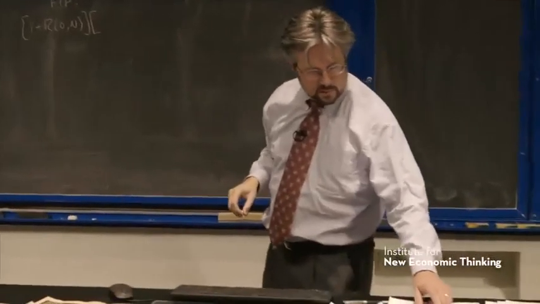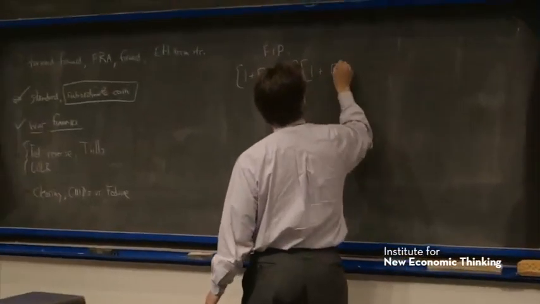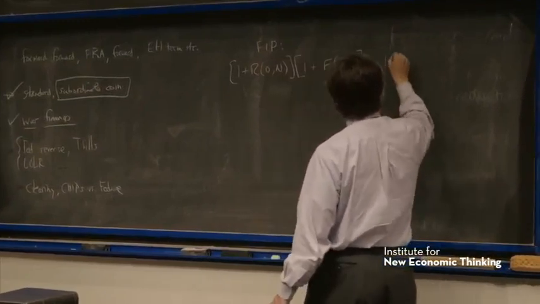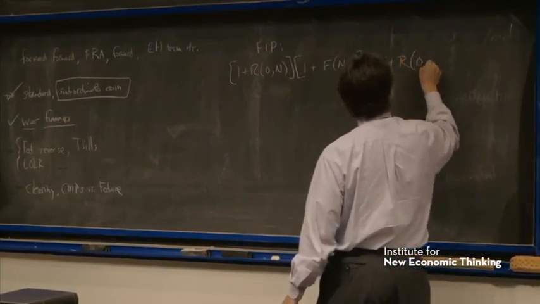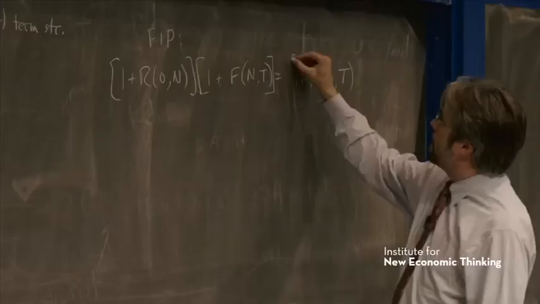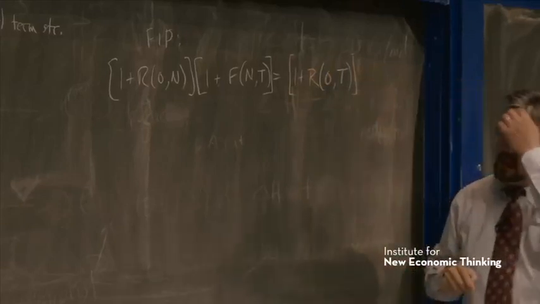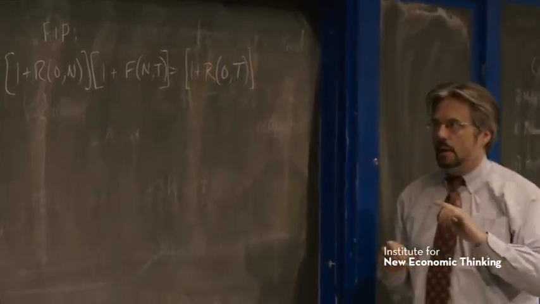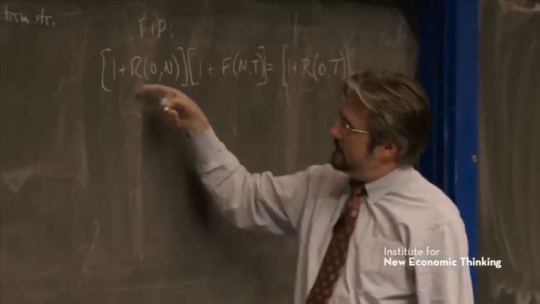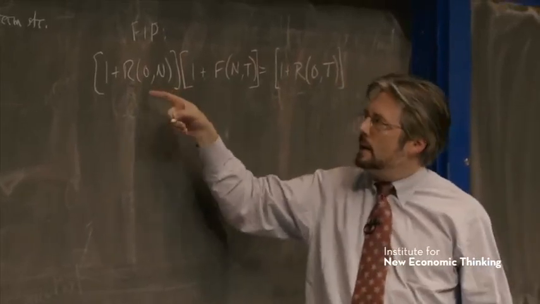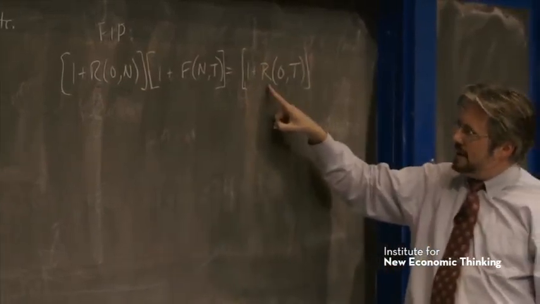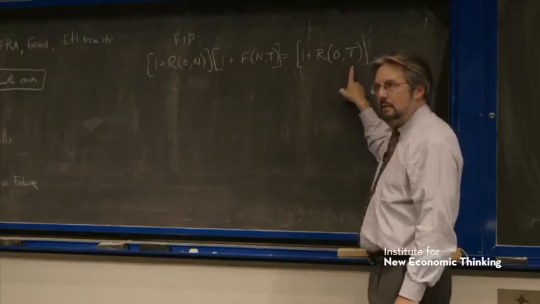times 1 plus FNT equals 1 plus R0t, right? Yes. Okay. And the point of this is to say this is an interest rate. This is an interest rate that you can observe today, okay, between time 0 and time n. This is an interest rate that you can observe today between time 0 and time t, okay?